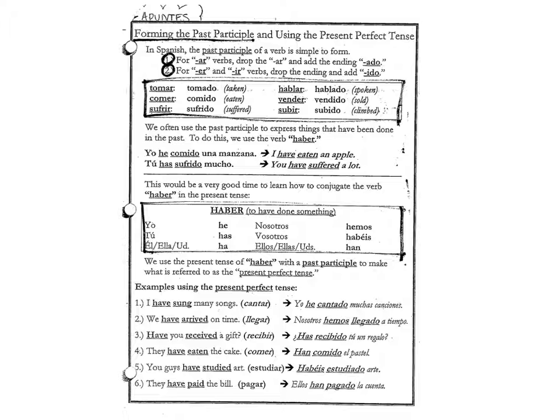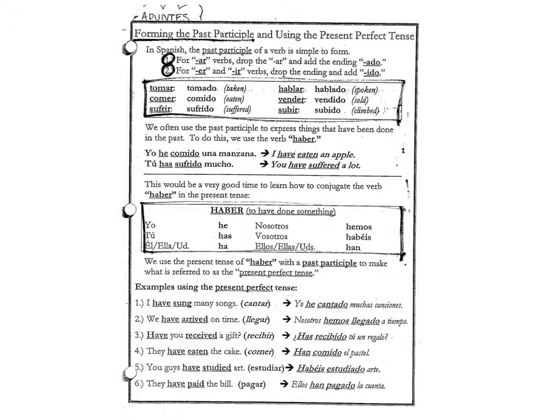So really, in this tense, there are 2 parts: the past participle, and then the verb haber. So I'm going to teach you how to do the past participle before I teach you how to formulate one of these tenses of verbs.